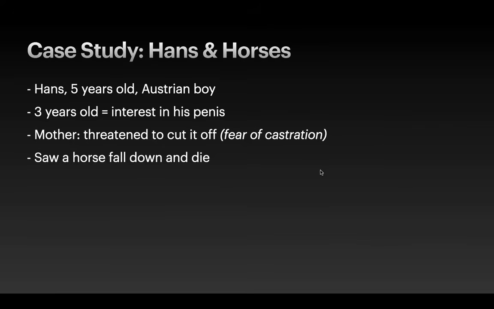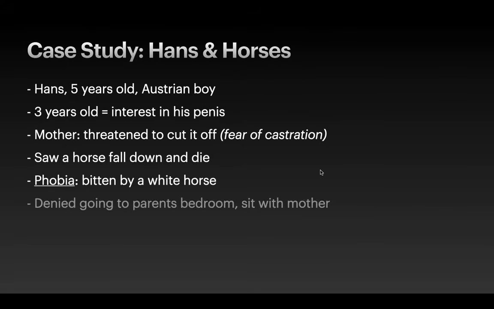And then when he was young, he saw a horse fall down and die, right? He saw this happen when he was young. And then, since then, he had a phobia of being bitten by a white horse. That was his phobia, a phobia of horses, right?